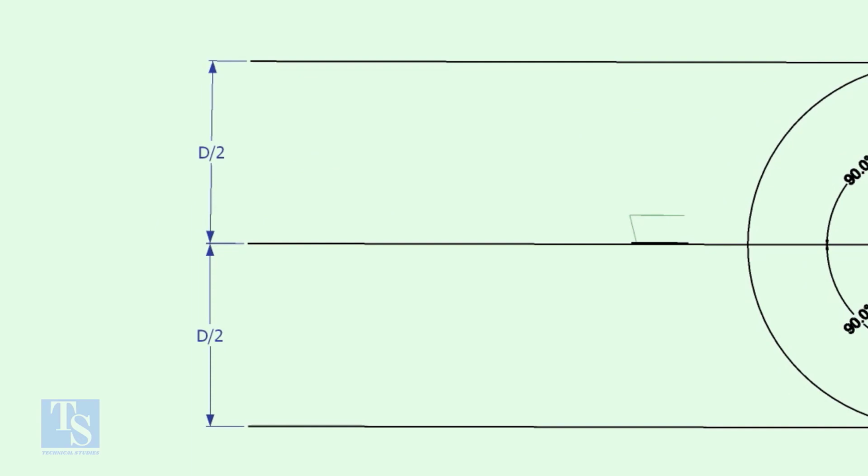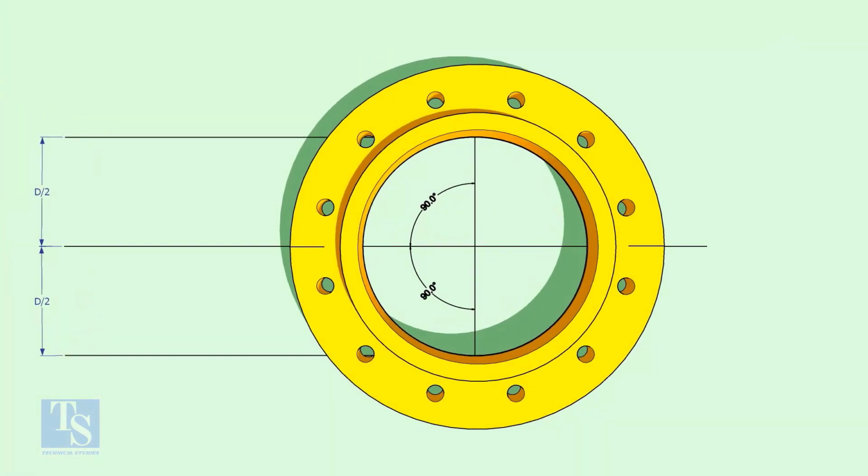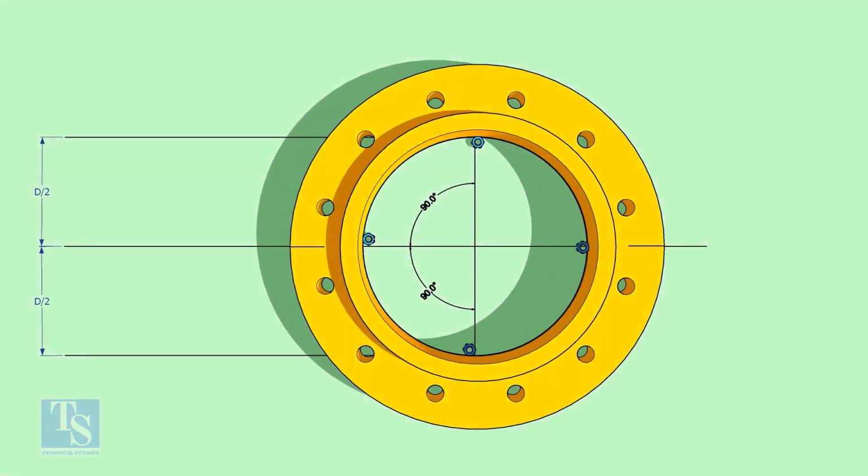Draw two parallel lines as shown. The length of the lines is a little more than the elbow center radius. Put the flange exactly on the circle. Make sure the center line of the flange and the center line of the layout are in line.